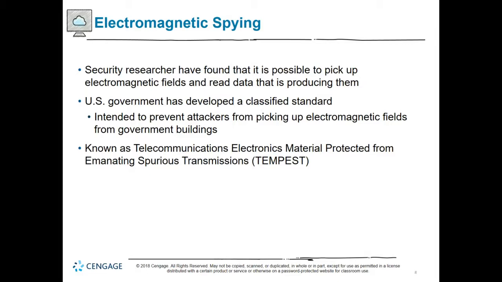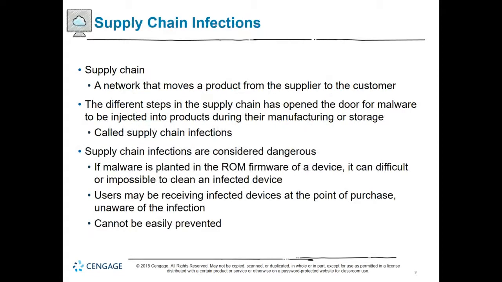We also look at electromagnetic spying. All right, so what happened here is that researchers have found it's possible to pick up electromagnetic fields and to grab the data that is producing them. They're able to read that data. So the U.S. government developed a classified standard which was intended to prevent attackers from picking up electromagnetic fields for government buildings. And it was known as the Telecommunications Electronics Material Protected from Emanating Spurious Transmissions, or Tempest. They like giving long names to things.